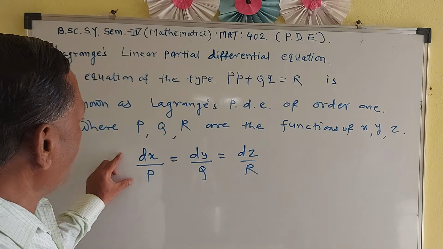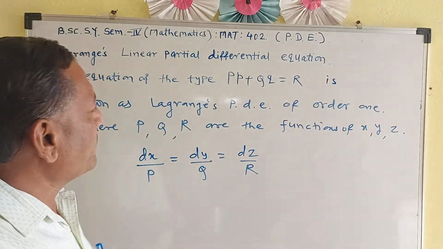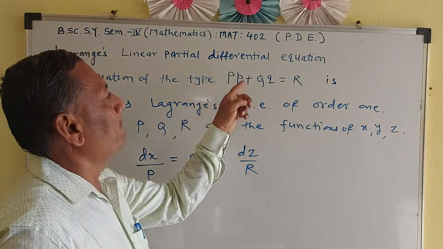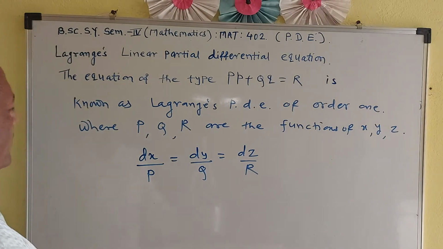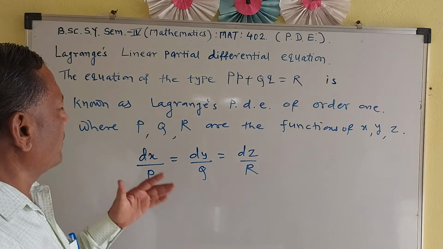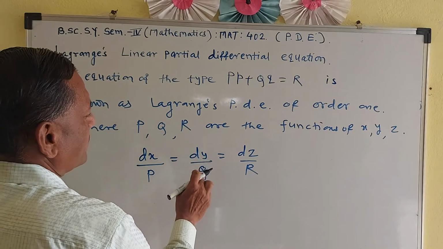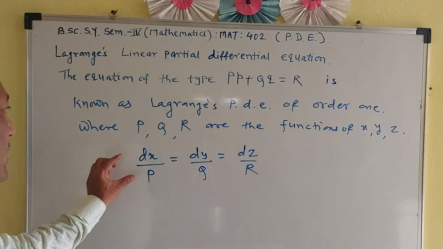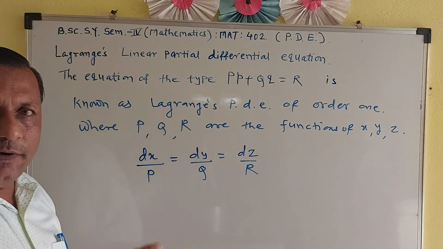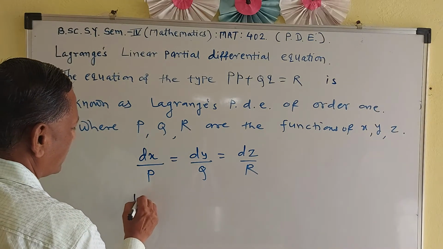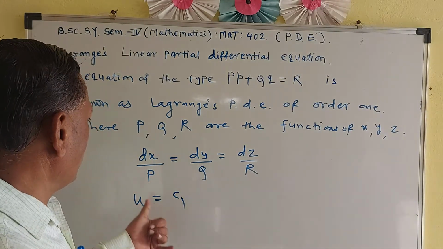Then by grouping method you find the general solution, or by multiplier method you find the general solution of Lagrange's equation Pp + Qq = R. Now what is the grouping method? So generally we say here dx upon P is equal to dy upon Q is equal to dz upon R. Here first member, second member and third member. So from first and second you find one solution, and you can write that solution as u is equal to, suppose, c1. This is one part of the general solution, u is equal to c1.